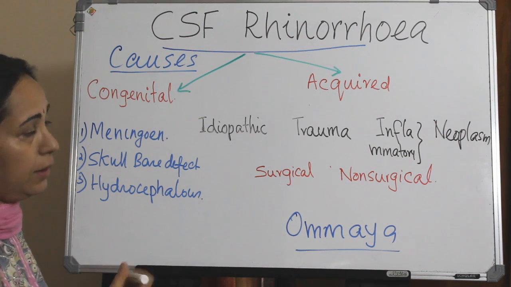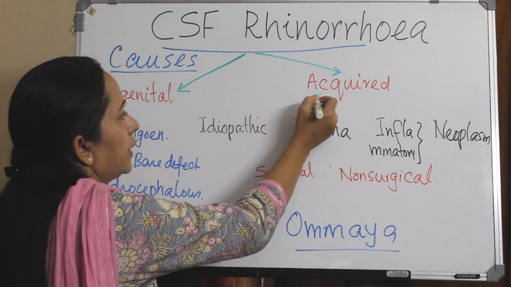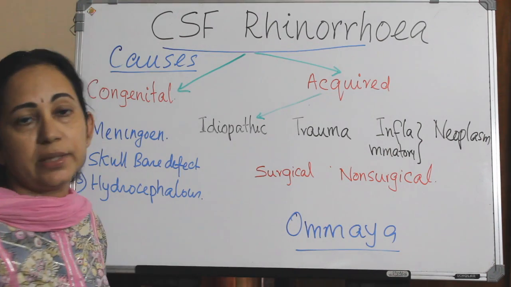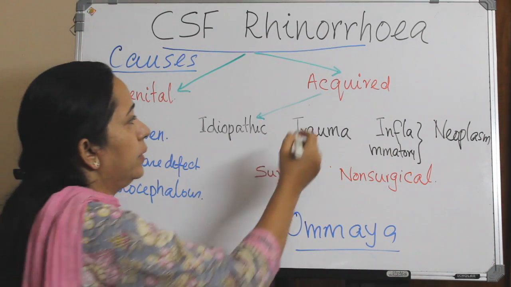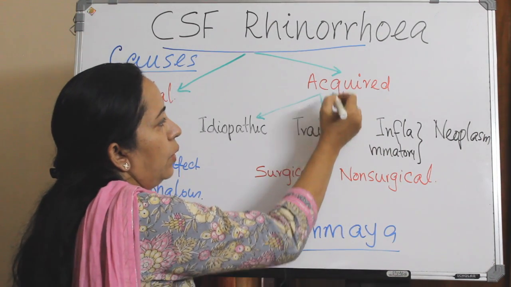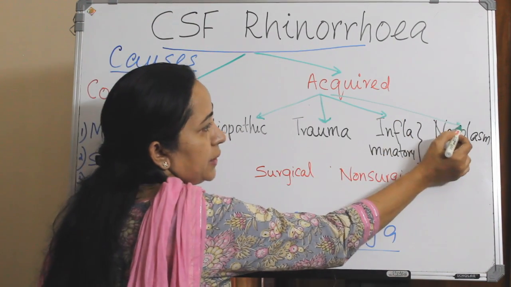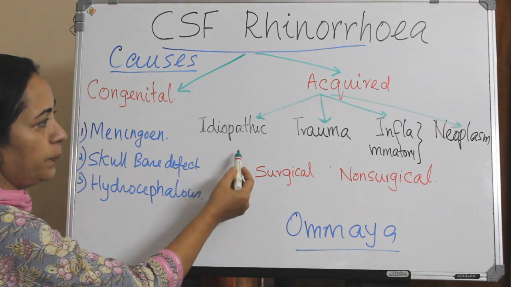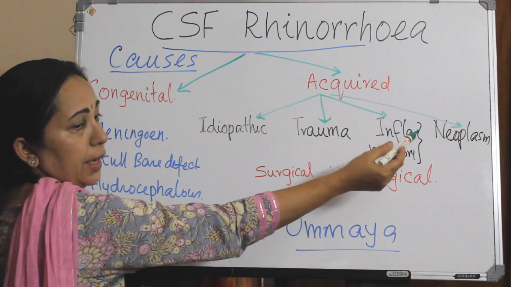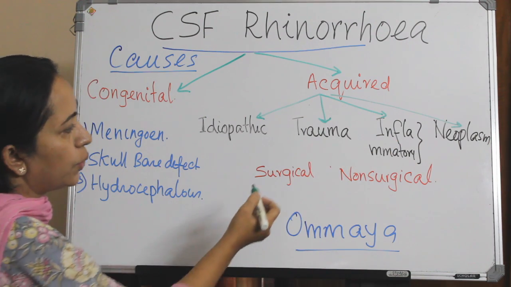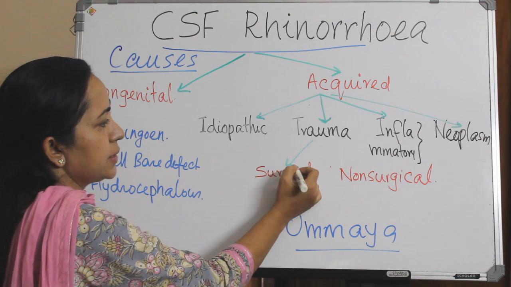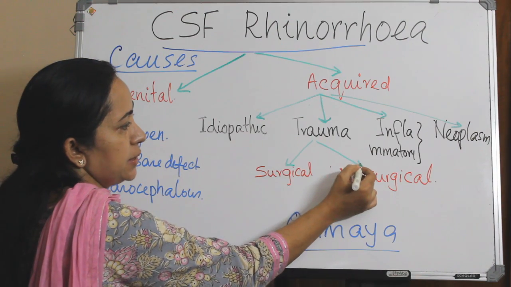Or it can be acquired. Acquired again we can divide into idiopathic, where the reason is not clearly known, or it can be traumatic, or inflammatory, or due to neoplasms. So idiopathic, traumatic, inflammatory and neoplasm. And trauma can again be divided into surgical causes and non-surgical trauma.